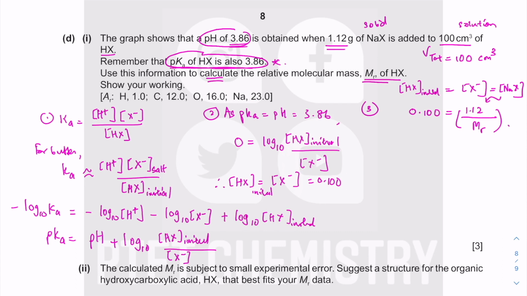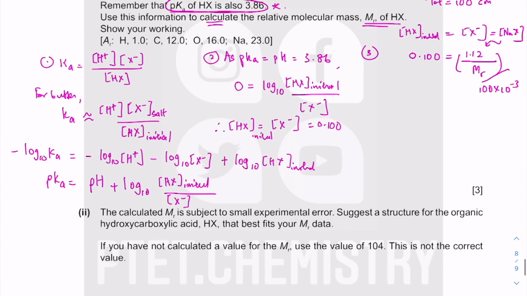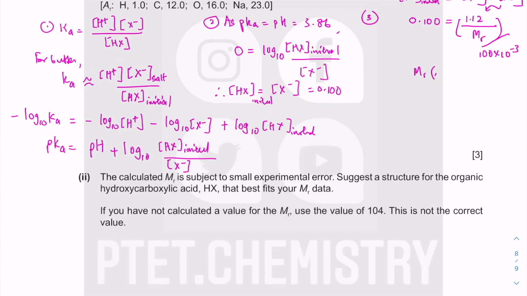So that is mass over MR. They will give you mole, and I want it to be equal to mole per dm cube, so I need to divide by the volume. So there's 100 times 10 to the minus 3. Mass over MR is mole over volume in dm cube equal to mole per dm cube. So this MR of NaX is equal to, you can move things around, 1.12 over 0.100 times 100 times 10 to the minus 3.